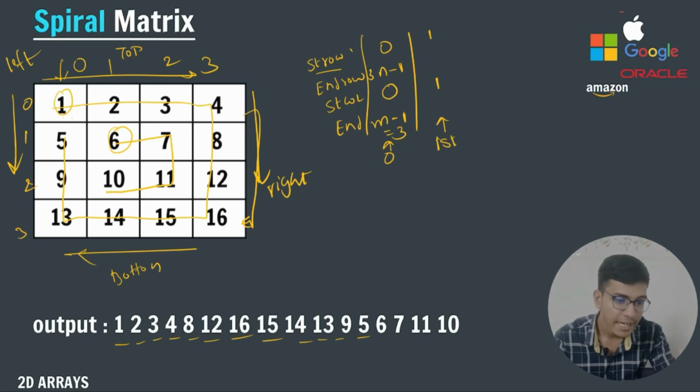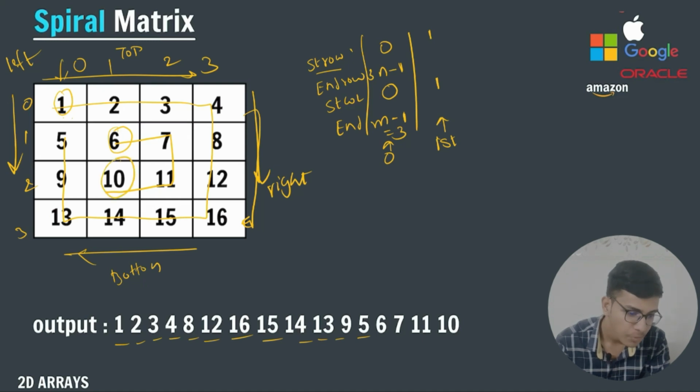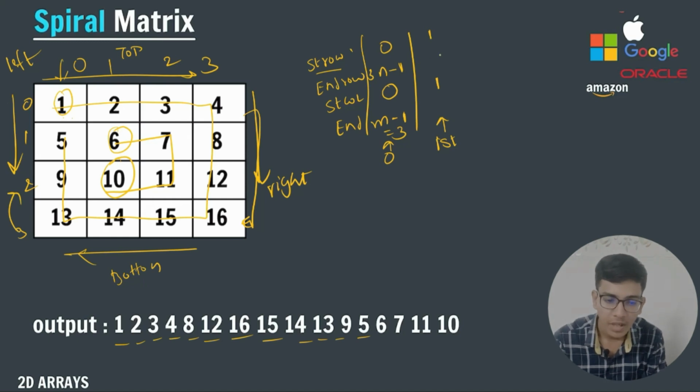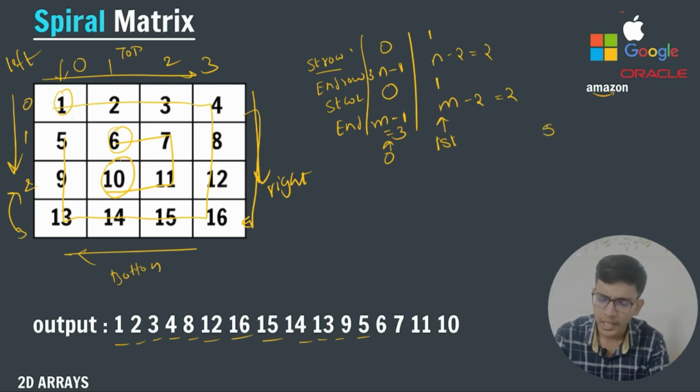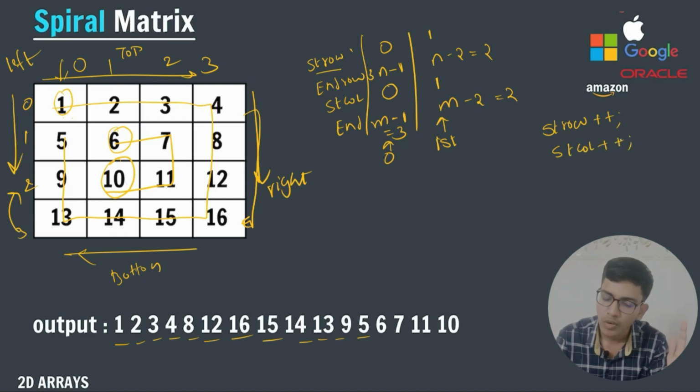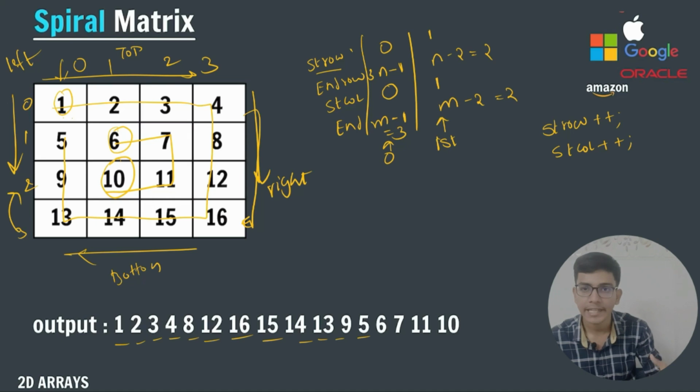You can see that my ending column is 3, and my final output is 10 here. So what I'm doing, I'm decrementing the end row, that is I'm doing end minus minus. So I can write n minus 2, that is nothing but 2, and column m minus 2, that is nothing but 2. So you can observe one thing, that somehow I need to increase my starting row, I need to do starting row plus plus. After that I need to do starting column plus plus.